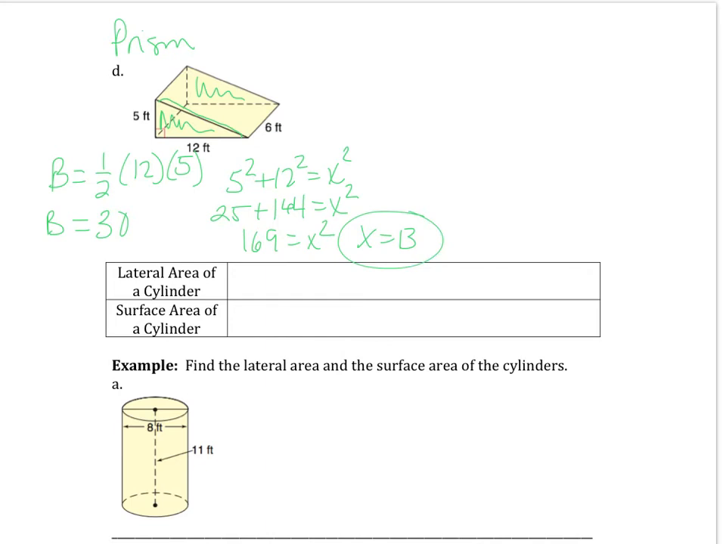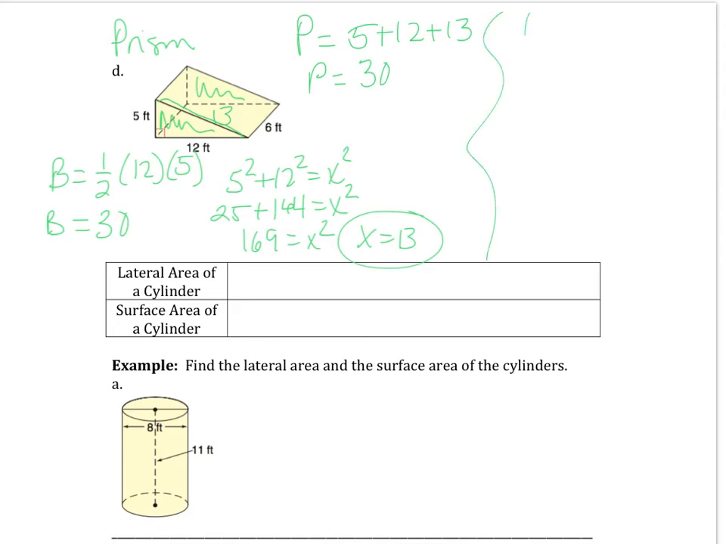Again, that's going to help me to figure out that third side of that triangle. So I'm going to label that as 13. Now I can find the perimeter. Perimeter is 5 plus 12 plus 13. So perimeter is 17 plus 13, which is 30.